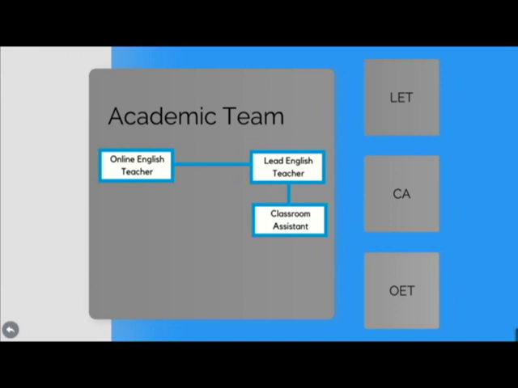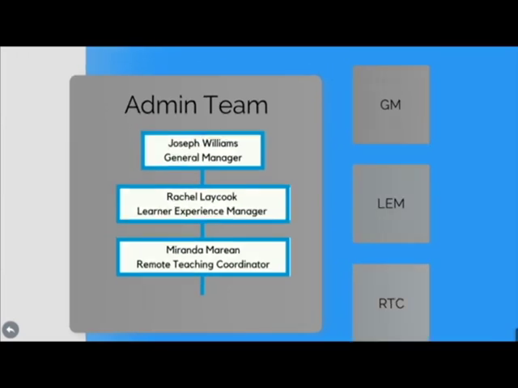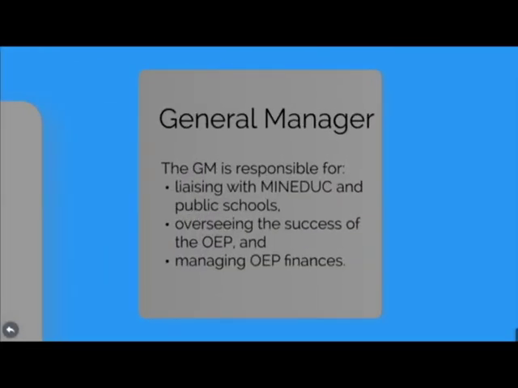If you're still not clear on what each role entails, don't worry. We will look at all the academic roles in much more detail in the next segment of the introduction module. The other side of the program is the administrative team, which focuses on logistics and quality control. At the top of the hierarchy is the general manager.